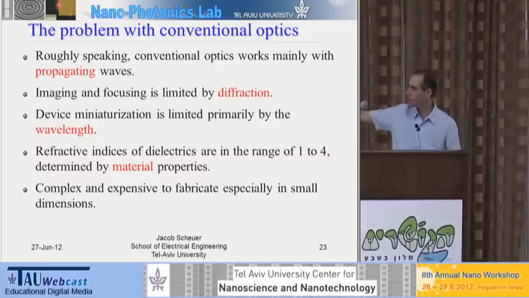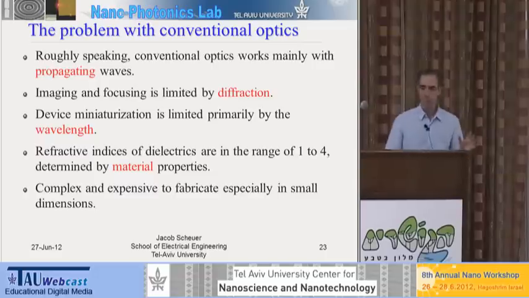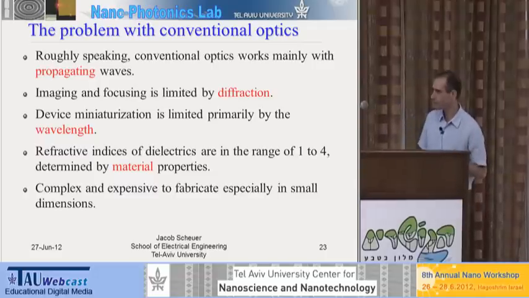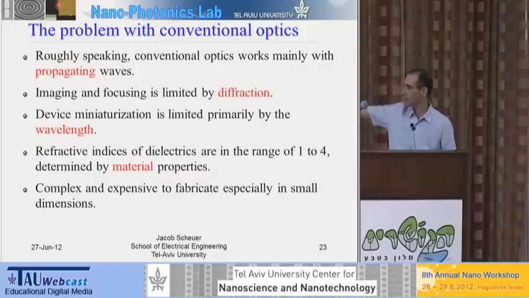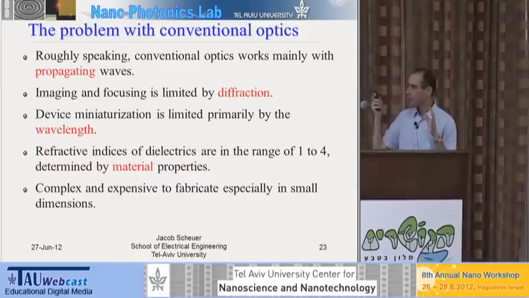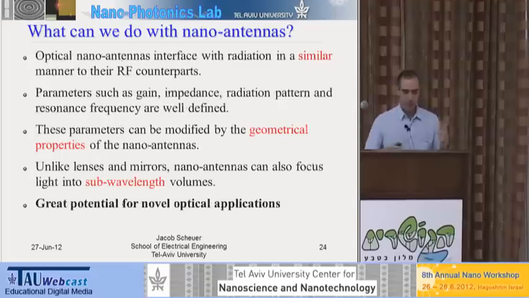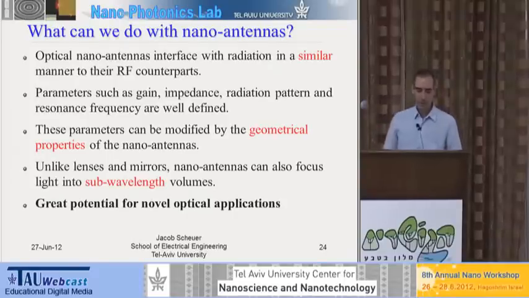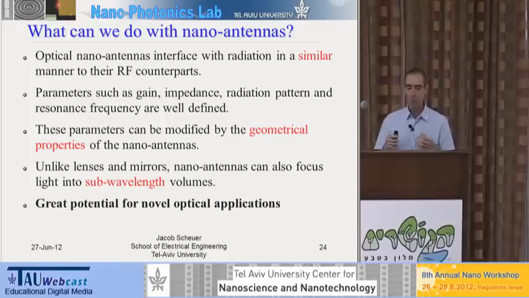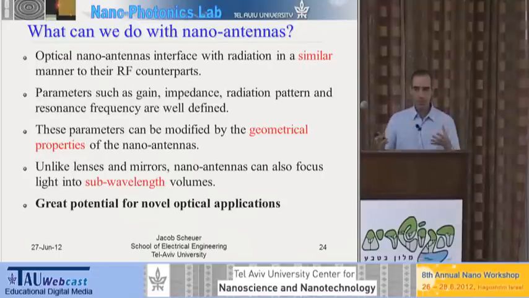Given the fact that the index of refraction of materials in nature is between 1 and 4, that doesn't give us a lot of playground here. Finally, fabricating a structure in small dimensions with these materials is kind of complex, so we are limited in what conventional optics can give us. On the other hand, if we work with nano antennas or metals, we are in a completely different regime. They work very similarly to their RF counterparts, and their properties are not controlled primarily by the composition or by the material, but by the geometry. So by playing with the geometry, we can modify, tune, and engineer the response that we like.